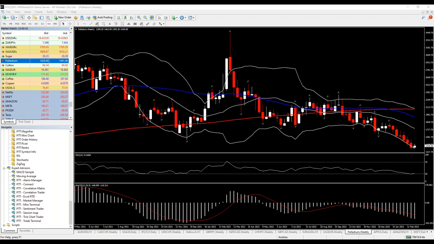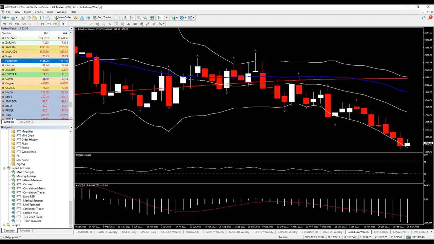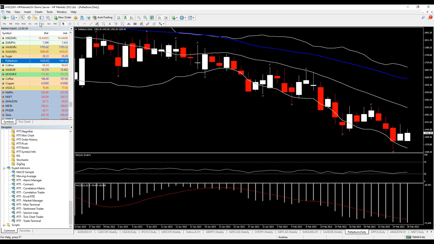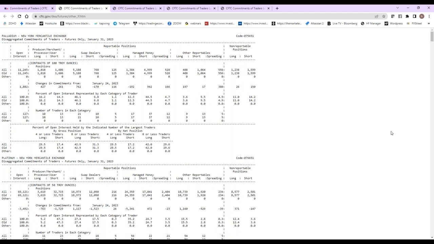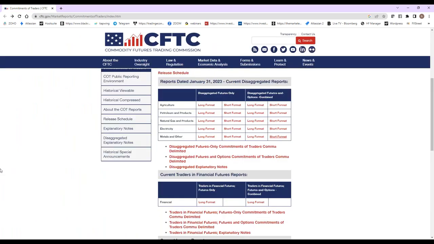So let's get back. I have put the weekly Palladium on, and I want to zoom in a bit to see the January performance, because we had the monthly January report. So January started over here with a gap down, and since then it keeps moving in a downtrend. So at the end of January it closed lower. And why I mention that is because I want to go back to our report to analyze what the data are saying over here. We have opened the disaggregate futures only one.